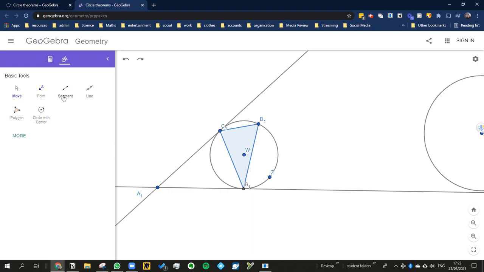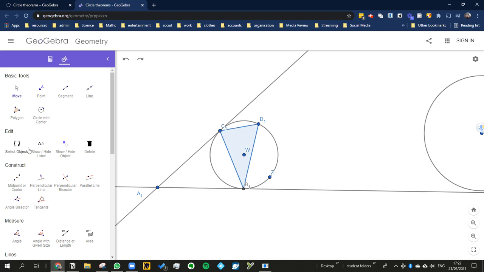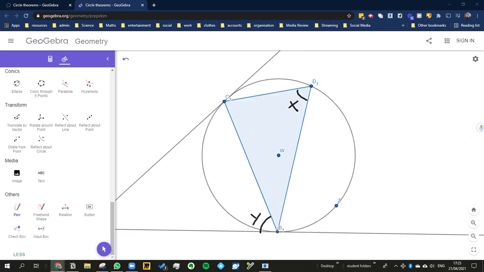So let's just show that it is the case. Well, actually, no. Let's show it at the end. Let's start off just by proving it.